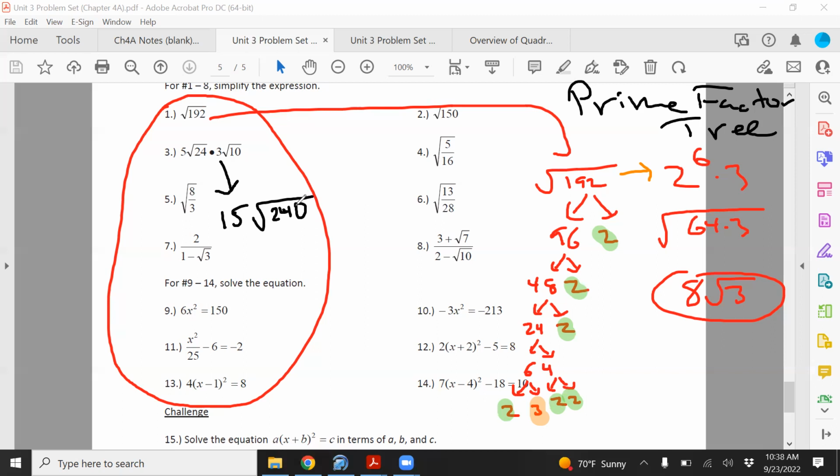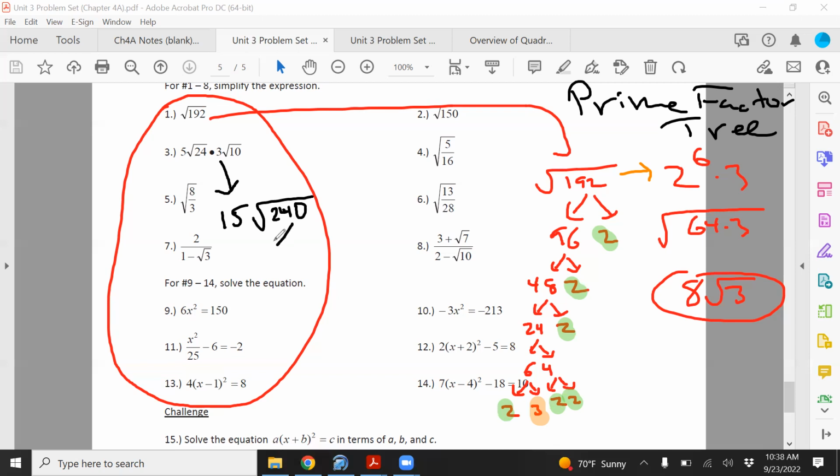Just so you know, you can combine the 5 and the 3, and the 24 and 10, because the 24 and 10 are underneath radicals, and the 5 and 3 are outside the radicals. You can actually do that. It's following properties of exponents, which you'll learn in the spring, or probably in chapter 5. I can't remember when we do that.